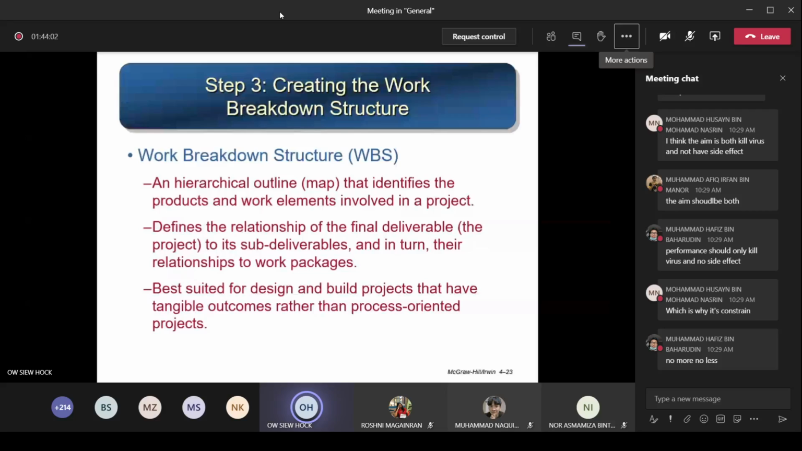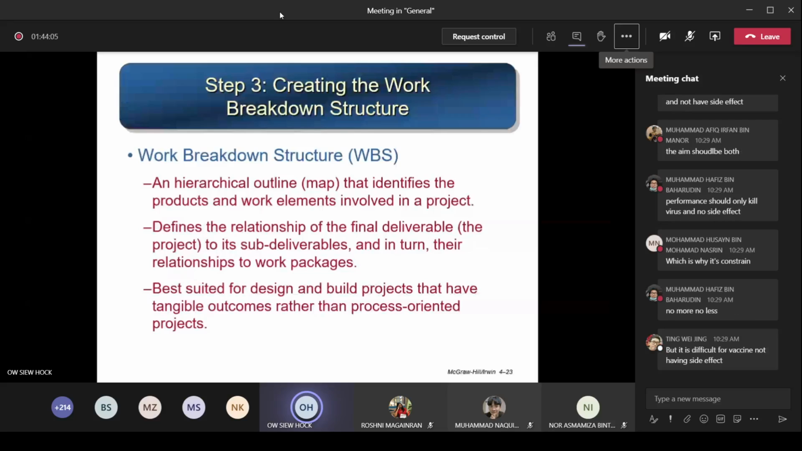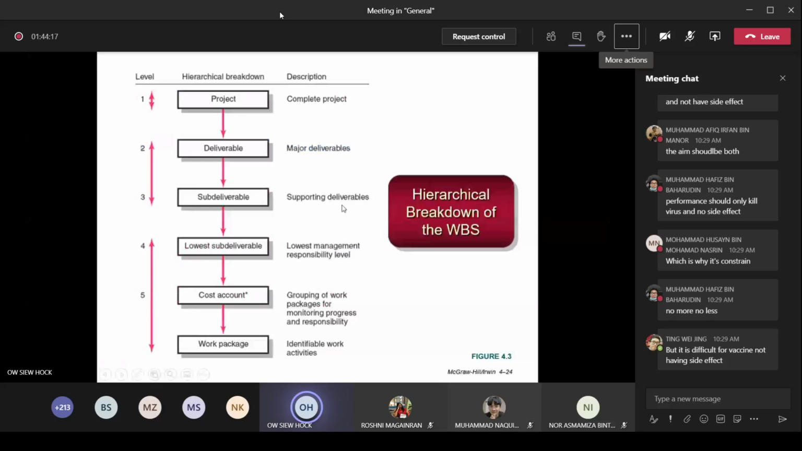Okay, so now you take a look. This is the diagram to show the explanation just now. Hierarchical breakdown of WBS. So you see the highest level is your project, the title of the project, the complete project itself. So you break down your project into deliverables. What are the major deliverables? And then sub-deliverables, and you keep on breaking down until the lowest level, which is called the work packages. And the level before the last level is known as cost account.